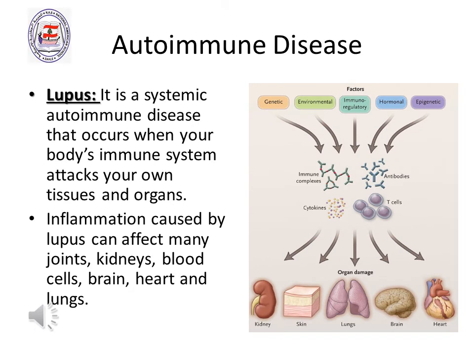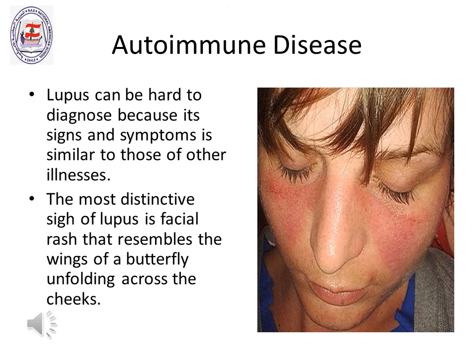The last autoimmune disease is lupus. It's a systemic autoimmune disease that occurs when your body's immune system attacks your own tissues and organs. Inflammation caused by lupus can affect many joints, kidneys, blood cells, brain, heart, and lungs. Now, lupus can be hard to diagnose because its signs and symptoms are similar to those of many diseases. The most distinctive sign of lupus is a facial rash that resembles the wings of a butterfly unfolding across the cheeks.